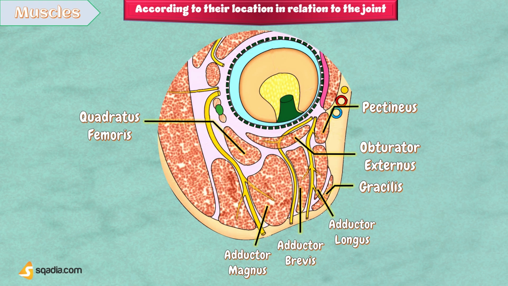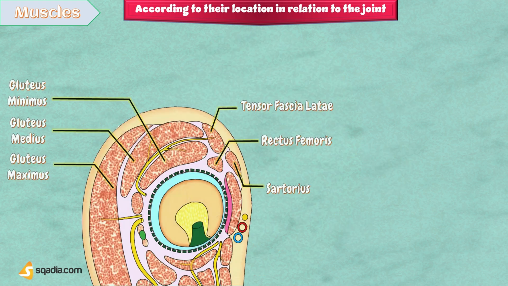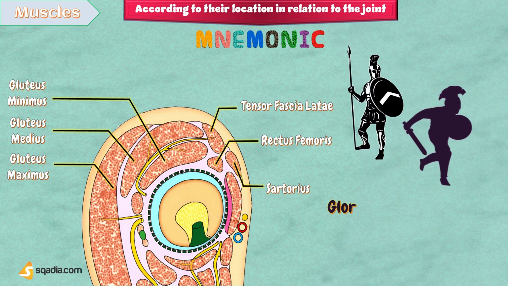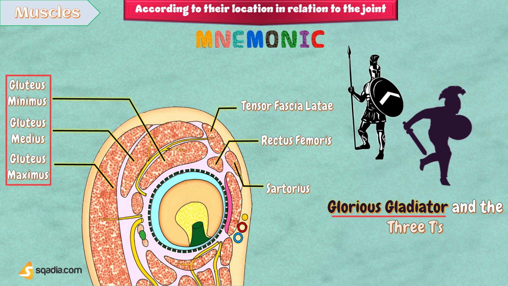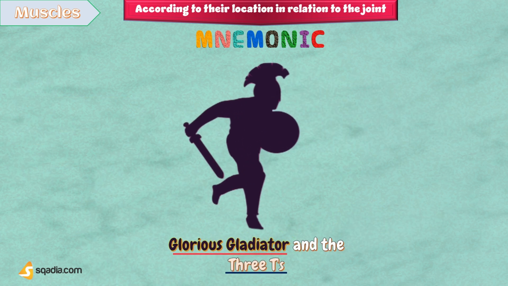To remember the names of the muscles that we have discussed so far, you can make use of mnemonics and acronyms. For instance, for the muscles that are superiorly related to the hip joint, use this sentence: glorious gladiator, and the 3 T's. The first part, glorious gladiator, refers to the 3 gluteal muscles: gluteus maximus, gluteus medius, and gluteus minimus. The second part, the 3 T's, refers to the 3 muscles in the thigh: the rectus femoris, sartorius, and tensor fasciae lata.